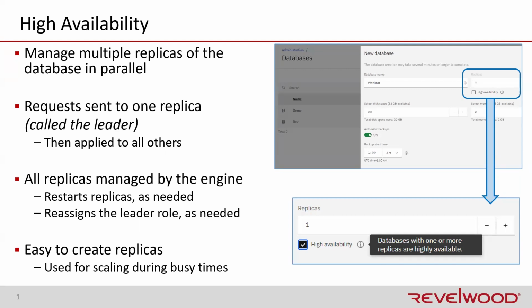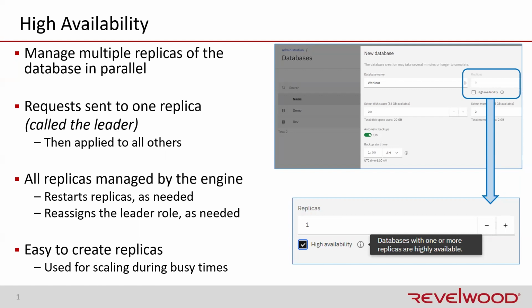Now, what the engine also does is actively manage each of the replicas. It's going to make sure that it's running, and if needed, it's going to restart one of the replicas. It's also going to take a look at the leader. If the leader becomes unavailable, then another instance will become the leader. It'll take over the role.